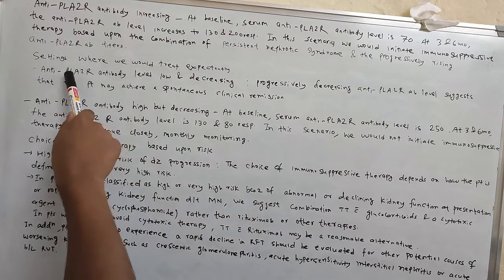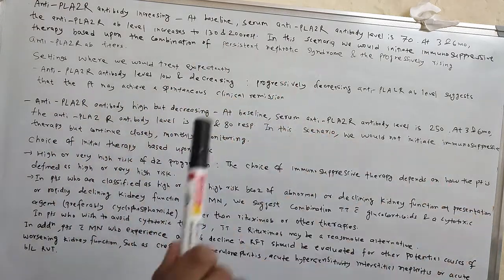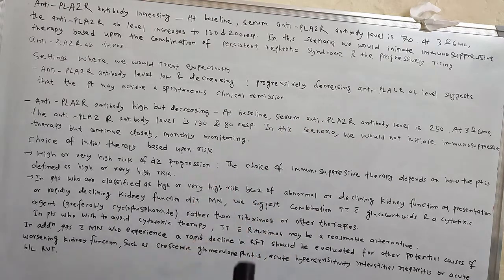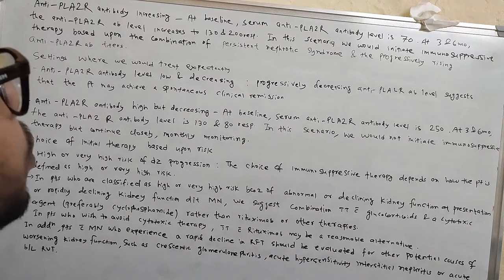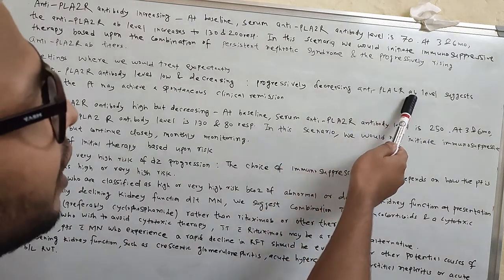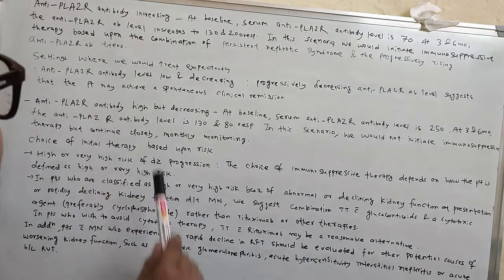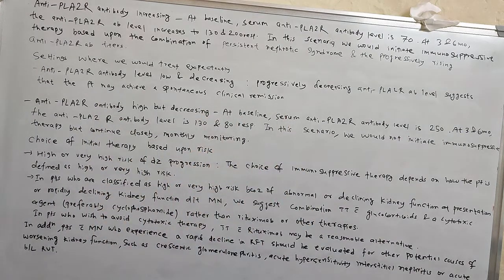When anti-PLA2 receptor antibody levels are low and in a decreasing trend. Okay, so in those conditions we would treat expectantly with general supportive measures only. Progressively decreasing anti-PLA2 receptor antibody levels suggest that the patient may achieve a spontaneous clinical remission.